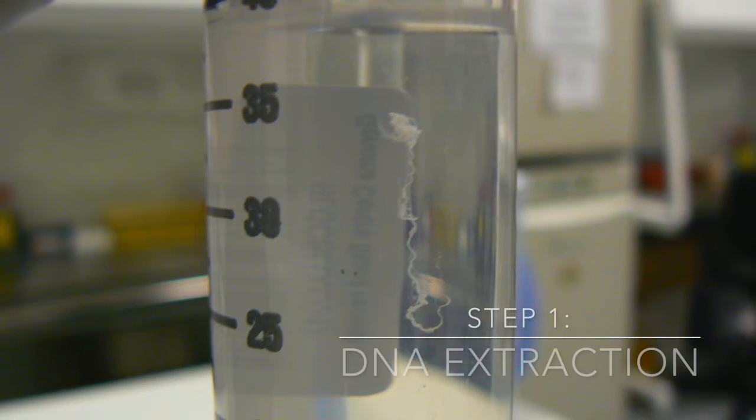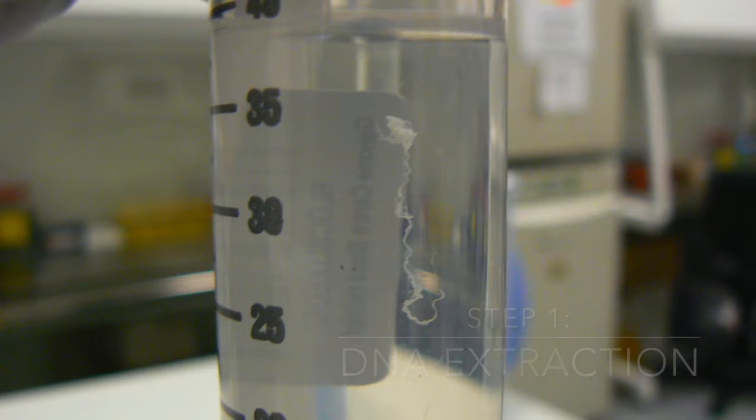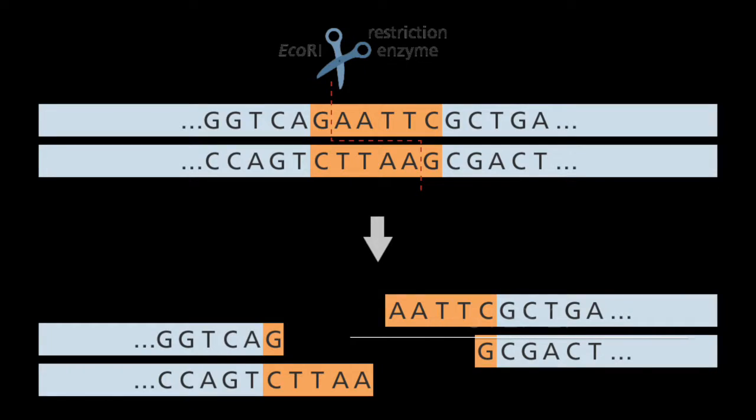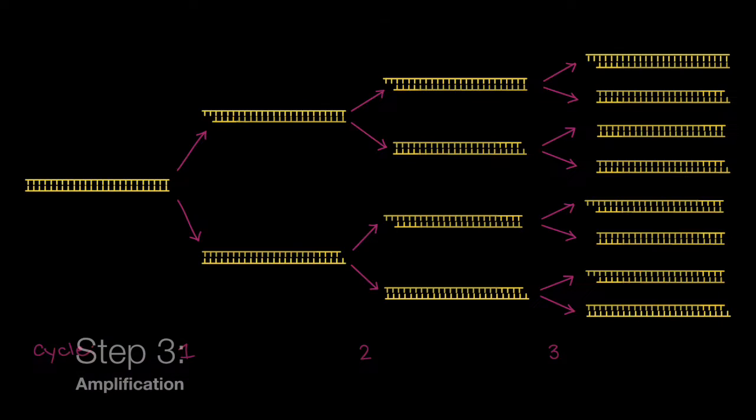Step 1 is to extract DNA from the evidence found. Step 2 is to cut DNA using restriction enzymes to better recognize the unique patterns in DNA bases. Step 3 is amplification. Specific DNA fragments are amplified using a polymerase chain reaction. The purpose of this is to amplify and multiply DNA fragments for better analysis.